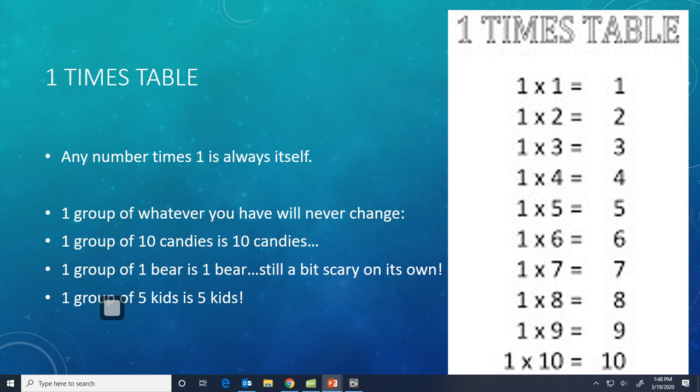1 times 1 is 1. 1 times 2 is 2. 1 times 3 is 3. You only have that number the one time.